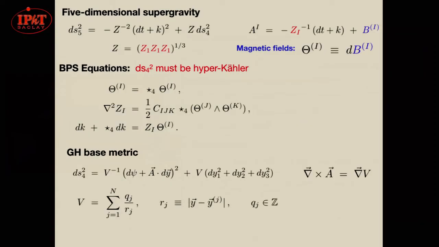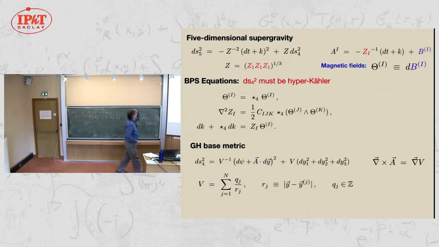So basically, last time we were looking at five-dimensional supergravity, and we were looking at the class of metrics which had a form at the top of the board, with some electromagnetic fields, A^I. And there were these electrostatic potentials. And for a supersymmetric solution, the gravitational warp factor Z should be related to the three electrostatic potentials, Z1, Z2, Z3, by taking the geometric mean.